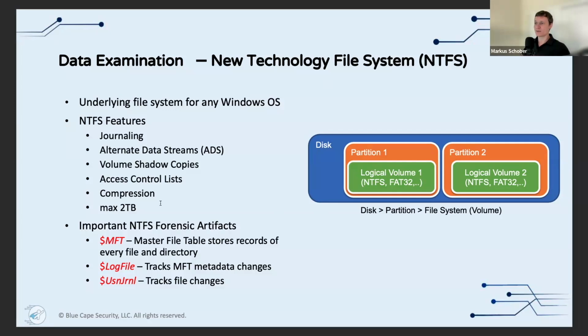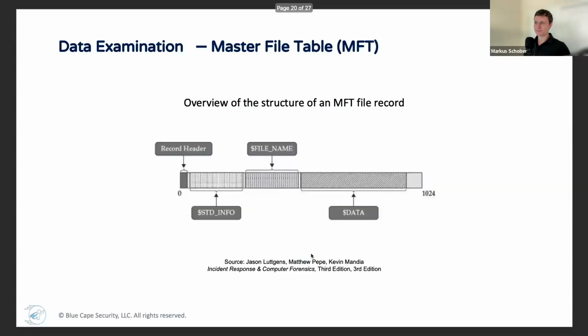NTFS comes with a number of advantages, such as journaling, shadow copies, compression, things along those lines. But to do so, it also needs a couple of additional files so that records and data are stored and it knows what to do. Some of those are really important for forensics, such as the MFT file, the log file, and the USN journal. These are all files that track evidence of existing files and folders, for example. We are going to explore the MFT a little further because this is one of the first things you would do in forensics and also when it comes to analysis of files.